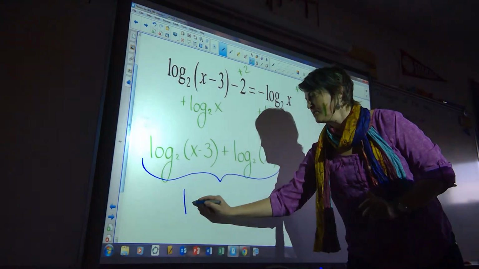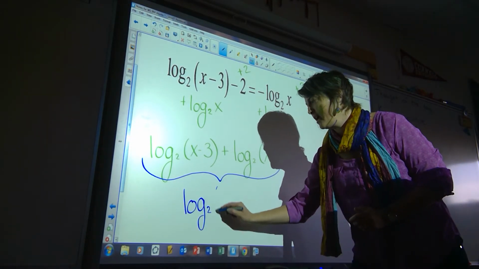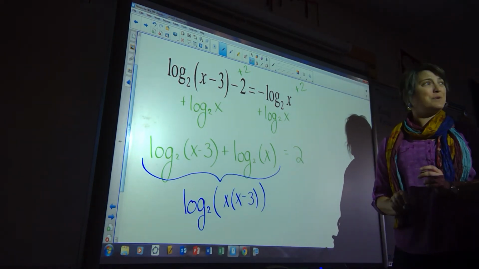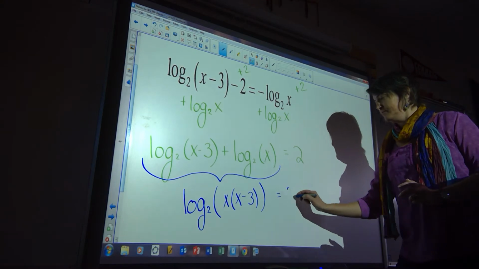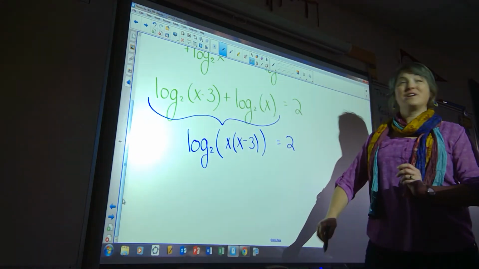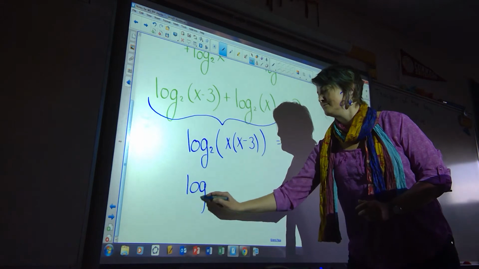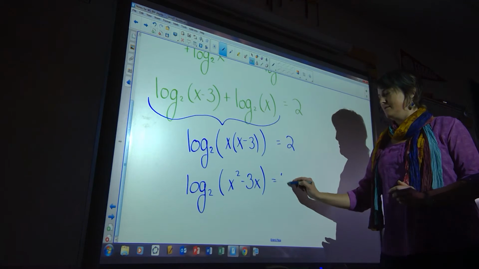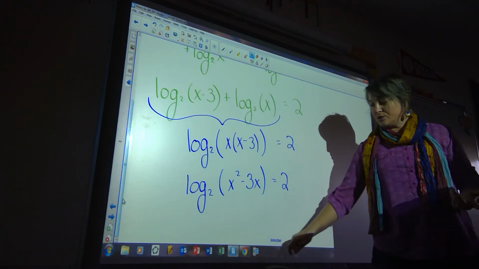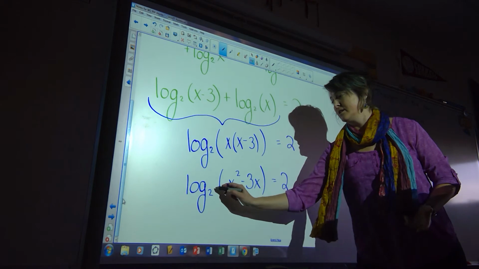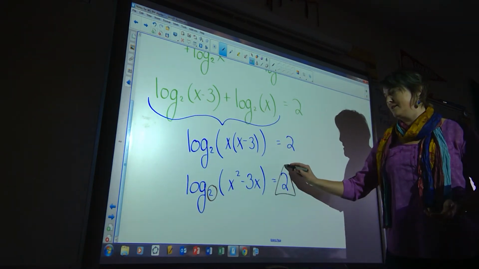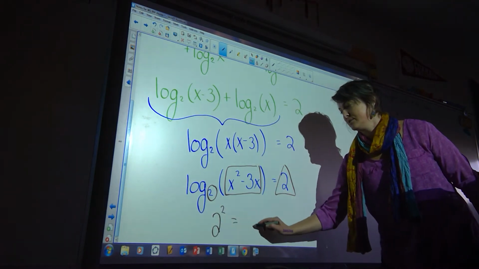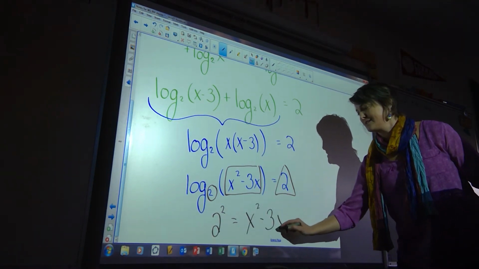So when we condense this into 1 log, careful, it's going to be an x multiplied by an x minus 3. So you kind of have to do the distributive property in there. And when you do that, you're going to get a quadratic. You're going to get x squared minus 3x. So now when I go to do my rewrite, I've got this piece, this piece, this piece. When I rewrite it, 2 squared equals x squared minus 3x.